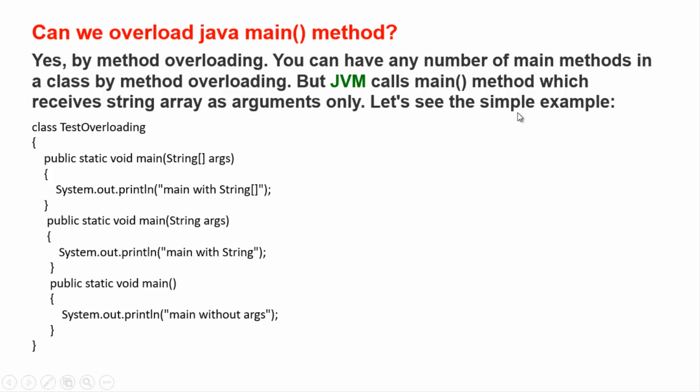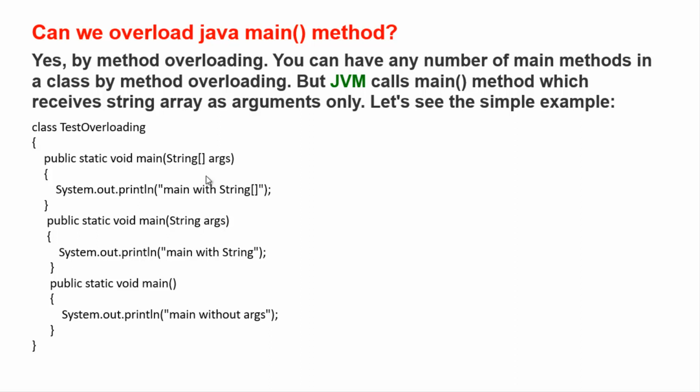Let's see the simple example here. You have to see the test overloading here, the method here public static void main, here the string args and main with string args, public static void main, here is string arg, but here it is not an array here. So here the parameter is not an array, here the simple string here, and then here public static void main. So which method will be called? This method will be called. So this is a very important question that will be asked in the interview.